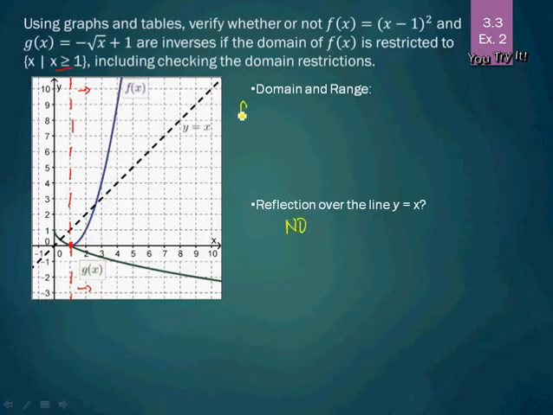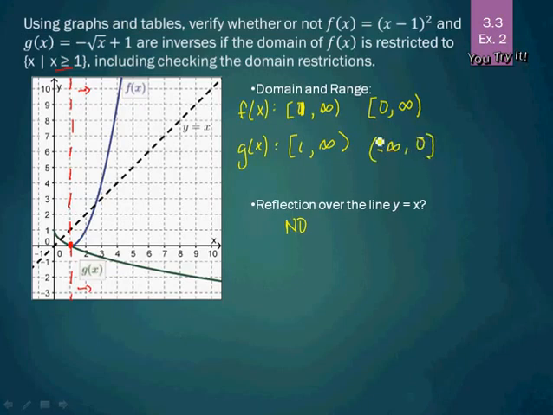For the domain of f of x, we saw it goes from 1, which was our domain restriction, all the way to positive infinity since it keeps going right. The range goes from 0 all the way up to positive infinity since it goes up. With g of x, it has the same exact domain since it starts at 1 and also goes right to infinity. And then it starts at 0 and goes down to negative infinity, so going least to greatest, negative infinity to 0.